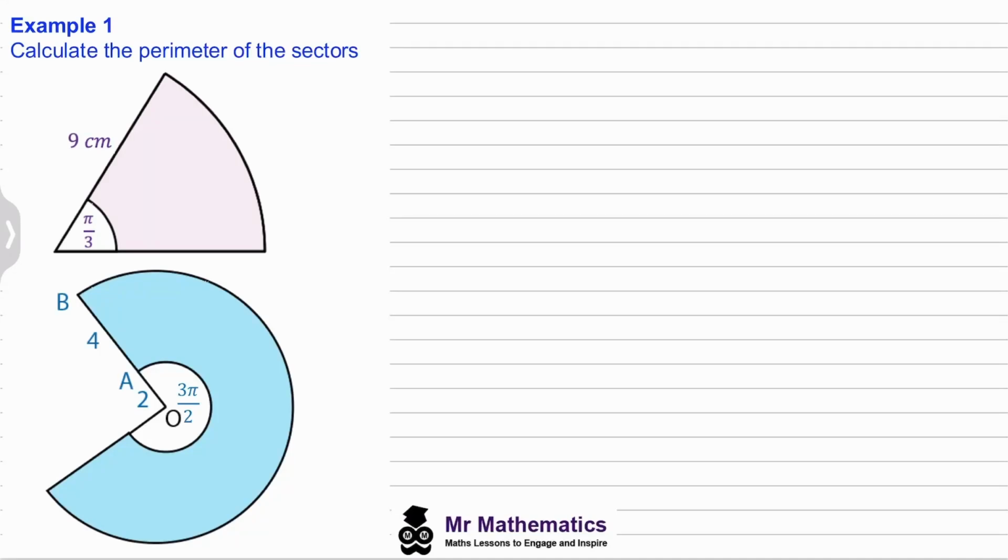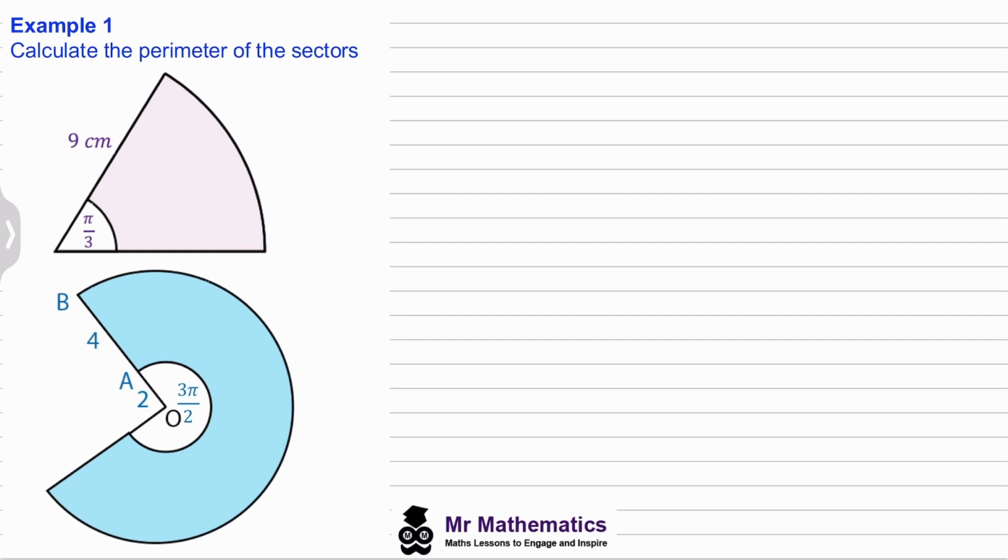Hi everybody. So in this video, we're going to look at finding the arc length of a sector when we measure angles in radians. So we'll work through three examples. In example 1, we'll look at finding the perimeter of a sector. In example 2, we'll look at rearranging the arc length formula. And in example 3, we'll look at a problem solving exam style question.